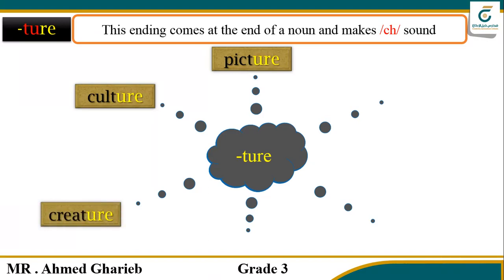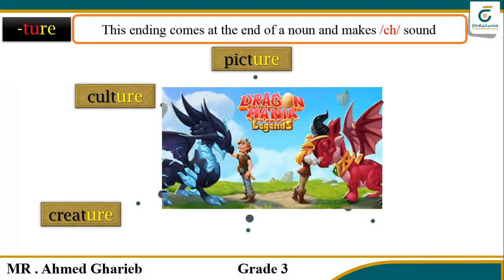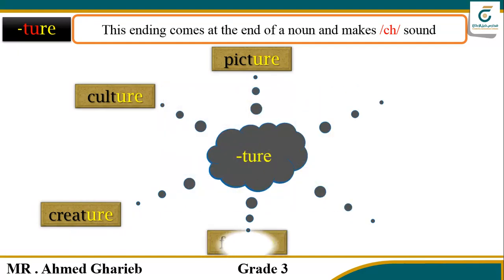Creature means imaginary animal, like this, like the dragon. Feature means an important part of something. For example, the playground is a feature in the school, so it means that the playground is an important part in the school. Right.